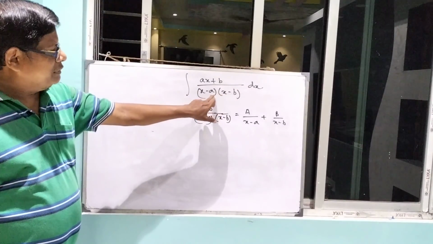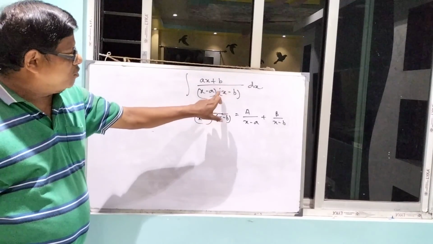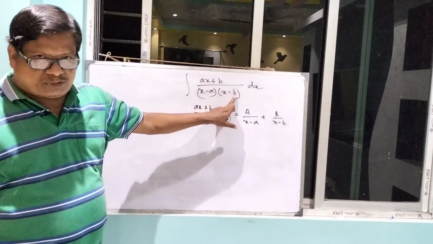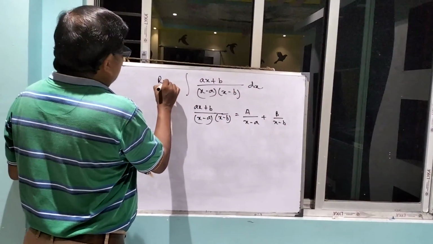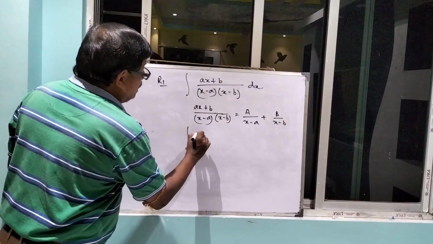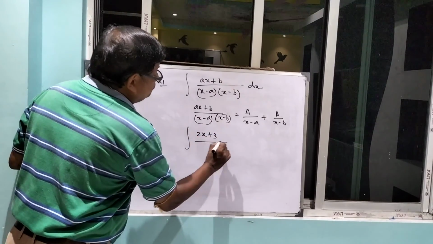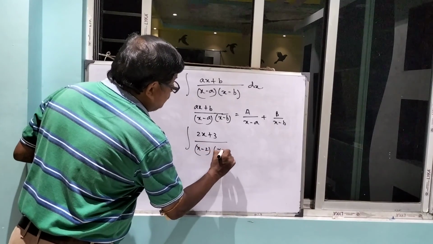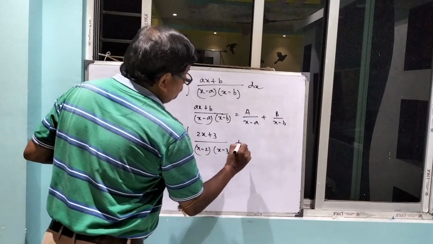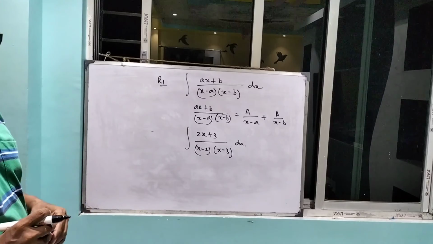Therefore, this does not matter; it can be x minus a, x minus b, x minus p or x minus q, anything like that. So we give you one example. Suppose this is the rule, Rule 1, keep in mind. Suppose the integral of (2x + 3) by (x minus 2)(x minus 3) dx is given. How to solve? How to integrate the function?